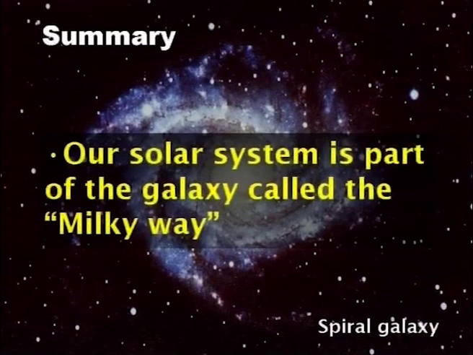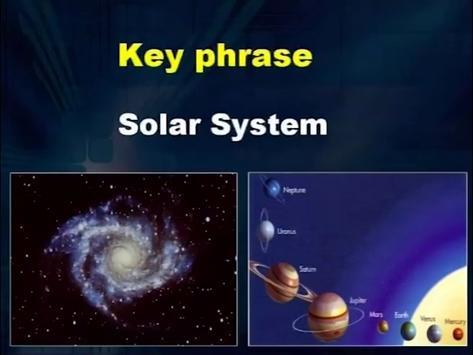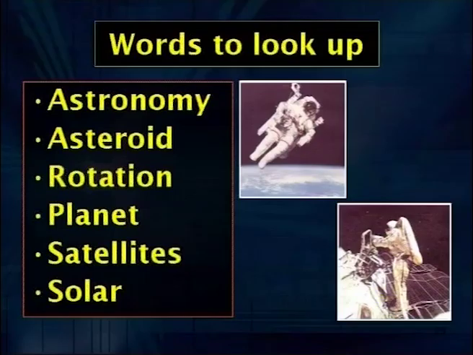What is our key phrase, Nanadai? Could you give us our key phrase? Solar system. You're right. Solar system is our key phrase. Right. Here are some words which you would like to look up that are used in the topic solar system. Astronomy, if you can look up astronomy in your own time. Asteroid, rotation, planet, satellites, and solar.